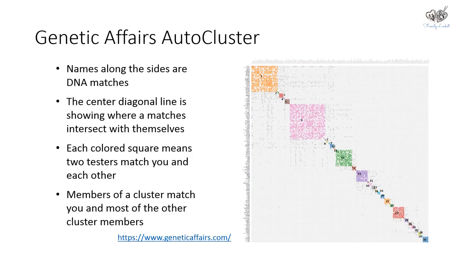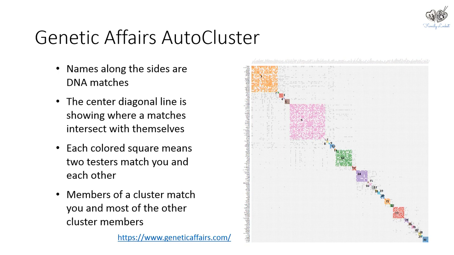So you have a Genetic Affairs autocluster chart. What does it mean? Maybe you generated a cluster chart from MyHeritage matches. Either way, they all look about this way. There are names along the sides that are DNA matches. Those same names are repeated along the top, and the intersection of the same person is the diagonal line down the middle. That's where a match intersects with themselves.